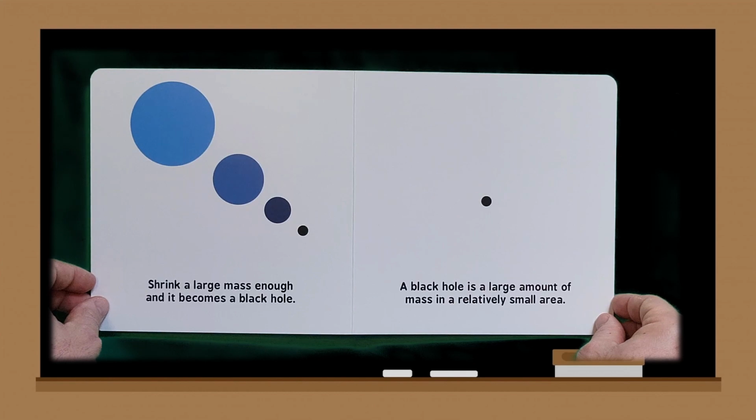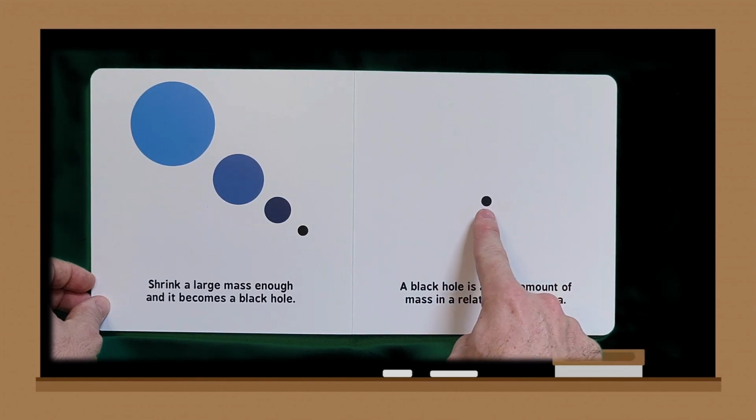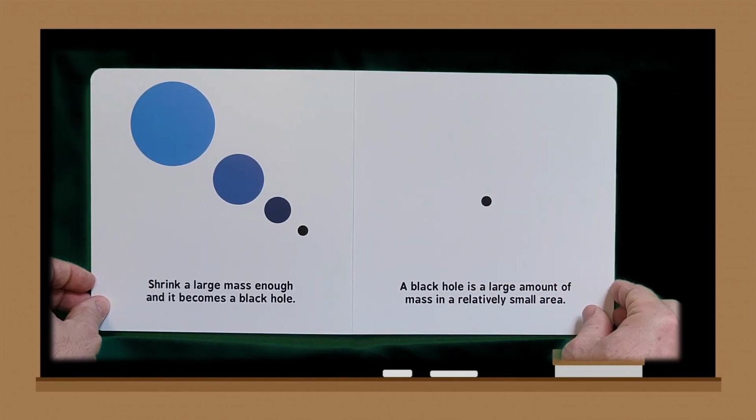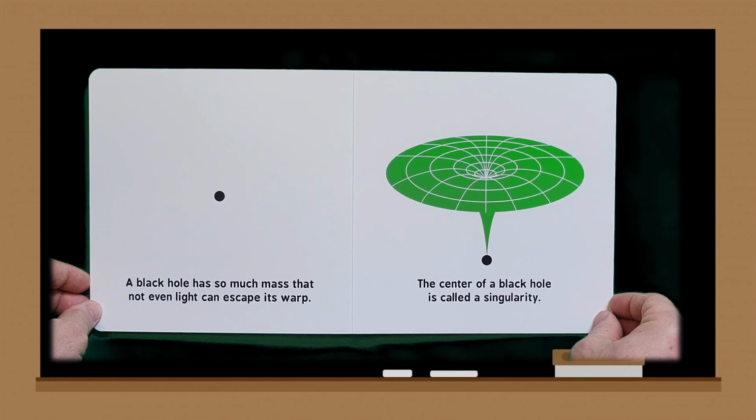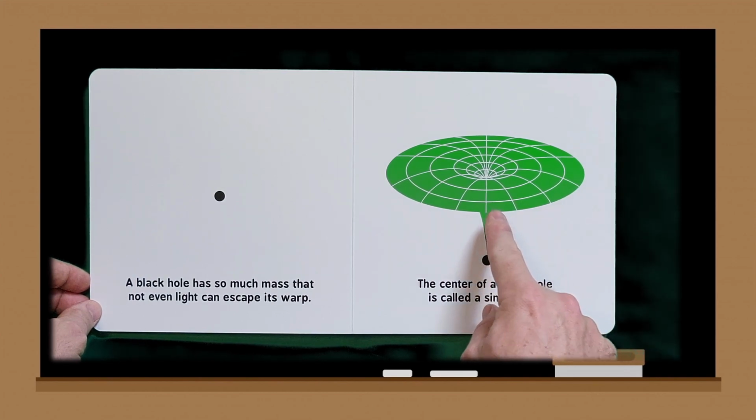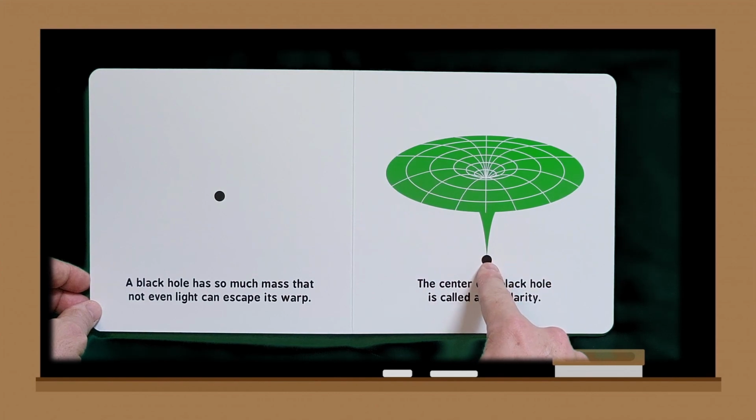A black hole is a large amount of mass in a relatively small area. See that small black hole? It has a large amount of mass. A black hole has so much mass that not even light can escape its warp. The center of a black hole is called a singularity. See how the black hole has warped the space?